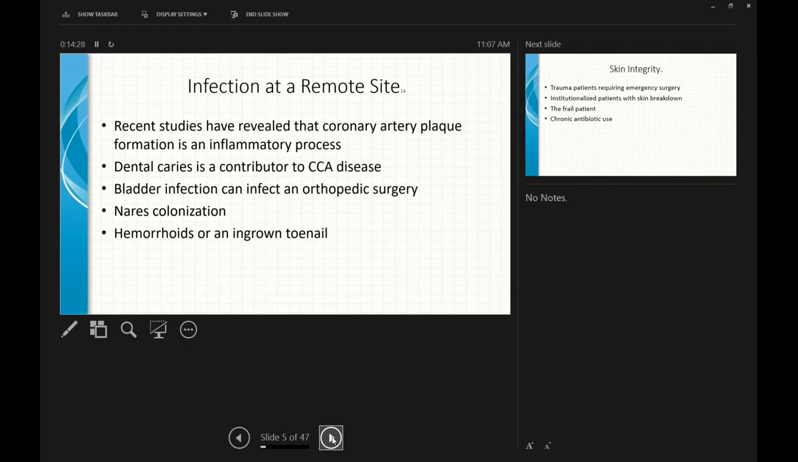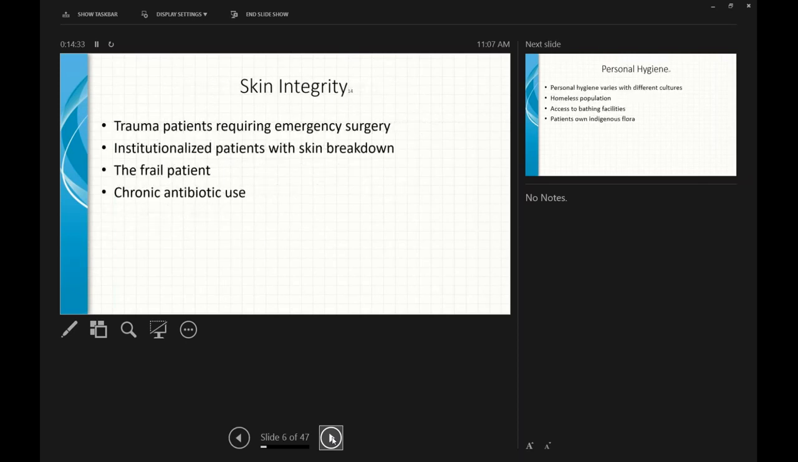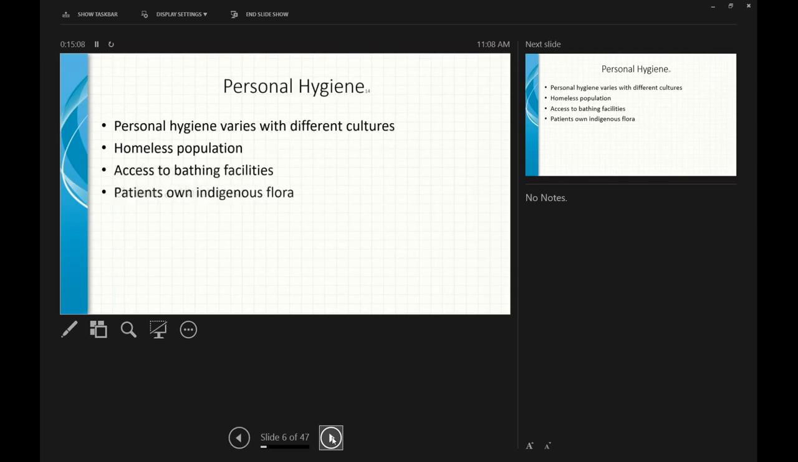So hemorrhoids or an ingrown toenail that the surgeon doesn't know about can increase the infection rate. You have your skin integrity. You will operate on your patient the way they come if this is an emergency surgery. Trauma patients have all sorts of contamination due to their trauma. Institutionalized patients will have skin breakdown, plus they're colonized. The frail patient, and as our population ages and the baby boomers are becoming more popular than ever, and chronic antibiotic use, and this is being addressed by the CDC also.